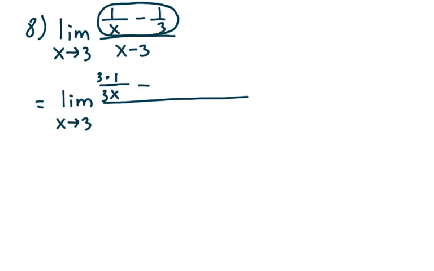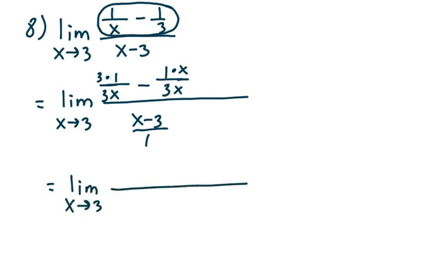And then for the first term, and then in the second term, for the 1/3, I'm going to multiply the numerator and denominator by x. And then we still have x minus 3, if you don't mind, over 1 in the bottom. So this is the limit as x goes to 3 of 3 minus x divided by 3x, divided by x minus 3 over 1, right? So this is the limit as x goes to 3 of 3 minus x over 3x times 1 over x minus 3.